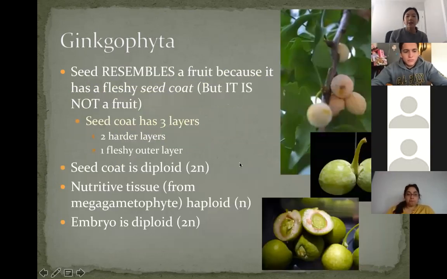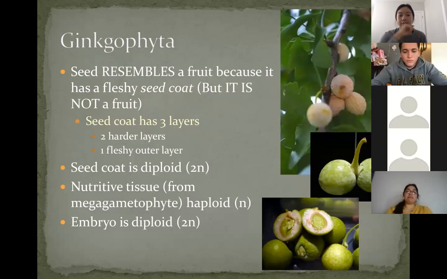Okay, so now we're going to talk about the horrid smelling seeds of the ginkgos. So the seed really does look like a fruit, and that's because it has a fleshy seed coat, but it is not a fruit. Fruit has not evolved yet. We're going to be talking about fruit next week when we go over angiosperms. But their seed coat has 3 layers. They have 2 hard layers and 1 fleshy outer layer. And that fleshy outer layer is what made people think that they're fruit, but they're actually really just seeds with a really fleshy seed coat.